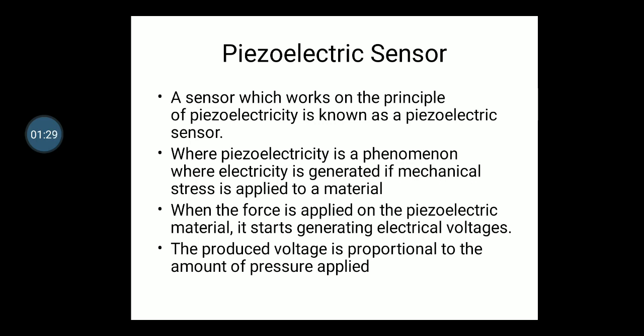Piezoelectricity is a phenomenon where electricity is generated if mechanical stress is applied to the material. That is, when force is applied on the piezoelectric material, it starts generating electric voltage. It's very simple. Whenever force is applied on that piezoelectric material, that force is converted into small voltages, right? If more force is applied on that material, we will get more voltage. If less force is applied, we will get less voltage, right? So we can say that the produced voltage is proportional to the amount of pressure applied, right?